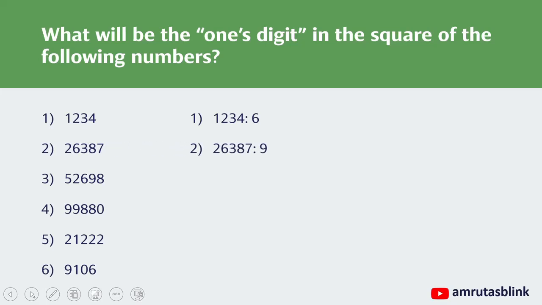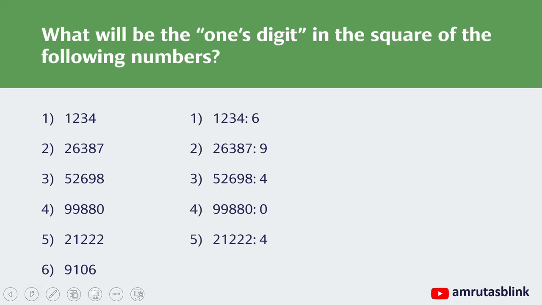Then next is 52,698. Now 8 into 8 is 64 and hence the unit digit will be 4. Then 99,880, the unit digit is 0. 0 into 0 is 0. So in the square number also the unit digit will be 0.